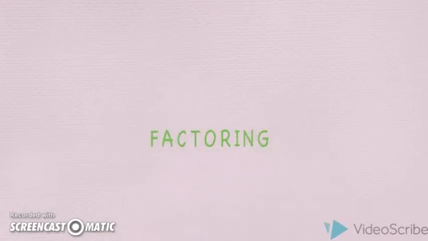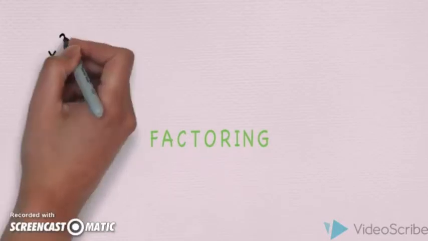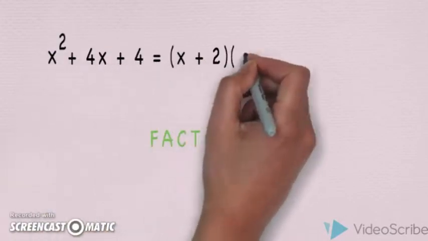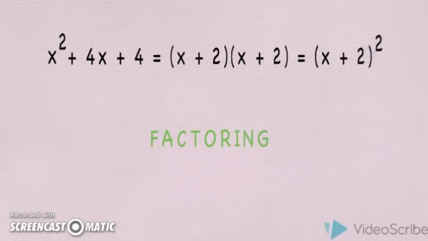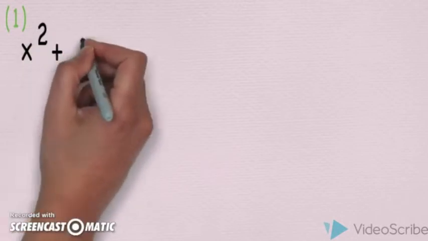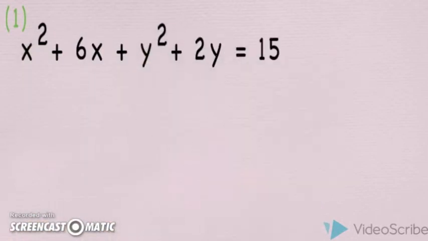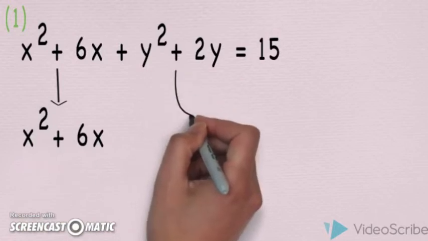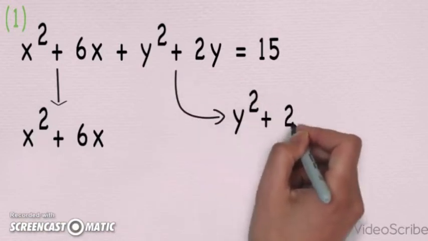So keeping this form in mind, let's think about factoring, specifically with perfect square trinomials, like this one. This is a perfect square trinomial because it can be factored out into a single quantity squared. So let's look at an example. This equation is not already in the standard form. To get it into the standard form, we want to look at the x components and y components separately. This way, we can complete the square for each individually.